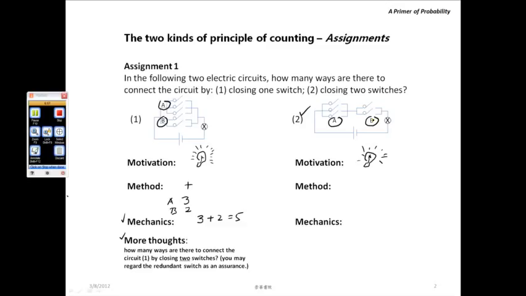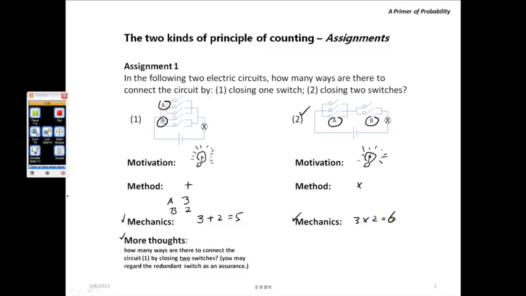This implies multiplication method should apply here. Step 1 involves selecting 1 switch from the 3 switches of A. Step 2 involves selecting 1 switch from the 2 switches of B. So mechanics, there are totally 3 times 2 equals 6 different ways.